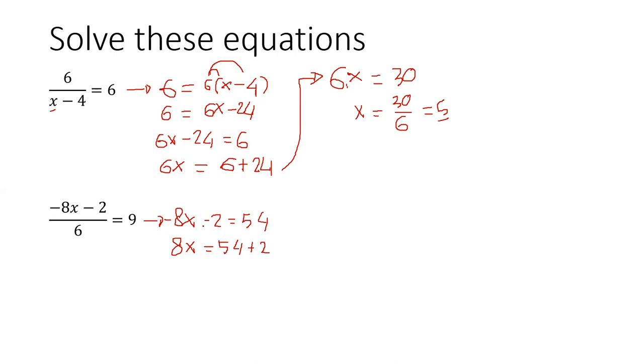Why? Because negative 2 from the first term moved to the second term, from the left side moved to the right side. So negative 2 become positive 2. So this equation is going to be negative 8x equal 56, because 54 plus 2 equal 56. All right.